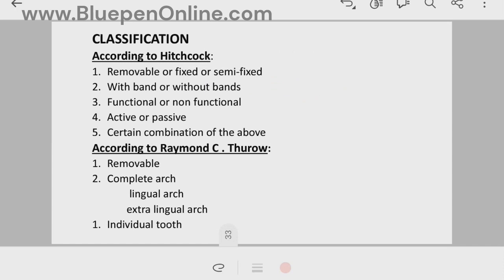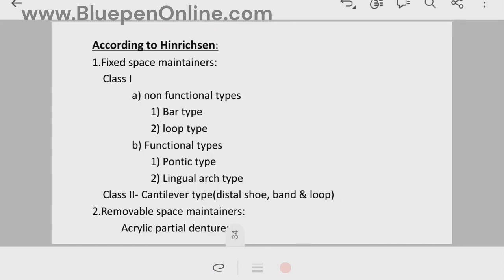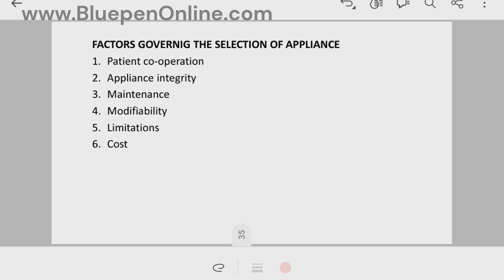Now coming to the classification. In the Hitchcock classification, you have removable, fixed or semi-fixed, with bands, without bands, functional, non-functional, active, passive, and some combinations of the above. According to Raymond Stroh, you have removable, complete arch, lingual arch, extralingual arch, and individual tooth. In Henderson, you have class 1 and class 2. Class 1 is non-functional type, bar type, loop type, functional, pontic, lingual arch. Class 2 is cantilever type. Removable space maintainers include acrylic partial dentures. Study these classifications because you can sometimes get a question on classification.